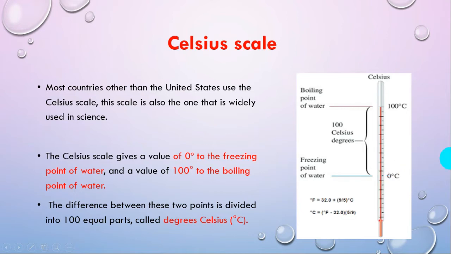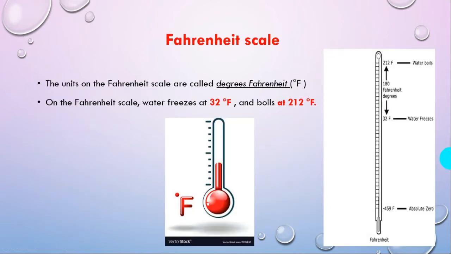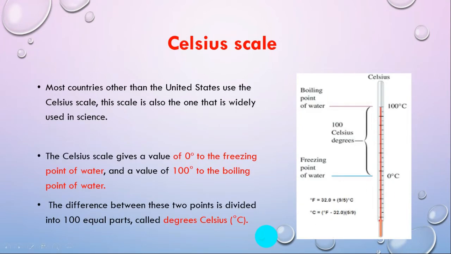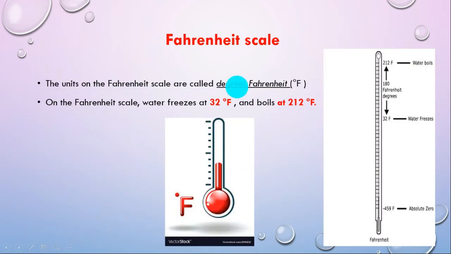The second scale is the Fahrenheit scale. The units on the Fahrenheit scale are called degrees Fahrenheit. Here I forgot to tell you, girls, in the Celsius scale, this is the degree symbol. You always have to write it when you write any temperature in Celsius, degrees Celsius. Fahrenheit also has degrees, but this time degrees Fahrenheit. Don't forget this important note.